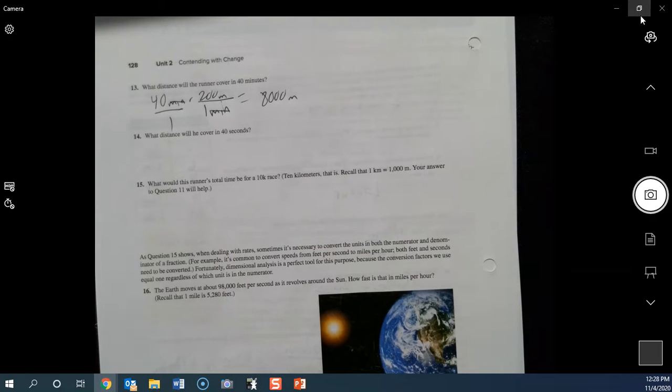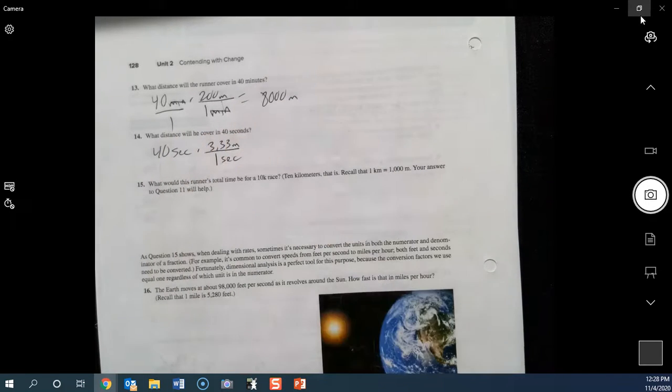Okay, now 14. What distance will he cover in 40 seconds? So we could take the seconds that we came up with. Remember, we came up with 3.33 meters in 1 second. We'll put this over 1 and the seconds will simplify out. And this will give us 133.2 meters.